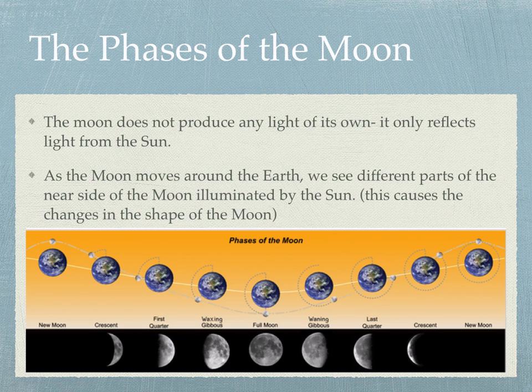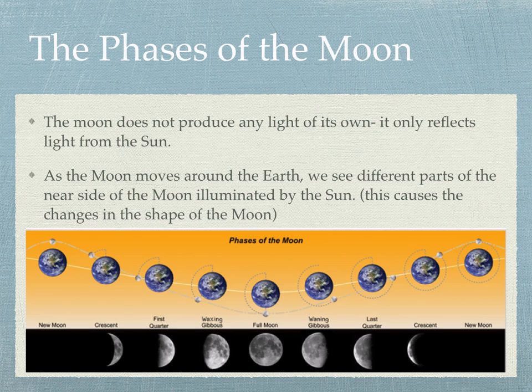The moon does not produce any light of its own. It only reflects light from the sun. As the moon moves around the Earth, we see different parts of the near side of the moon illuminated by the sun. This causes the changes in the shape of the moon that we notice on a regular basis, called the phases of the moon. As the moon revolves around Earth, the illuminated portion of the near side of the moon will change from fully lit to completely dark and back again.